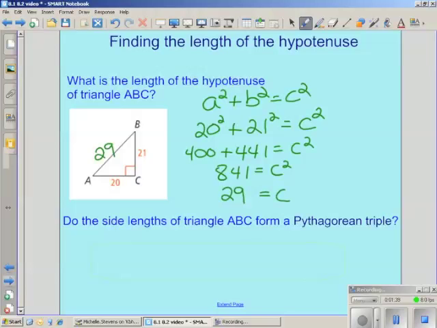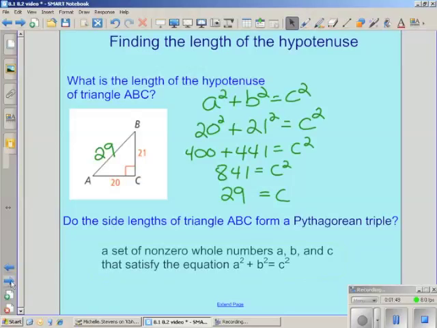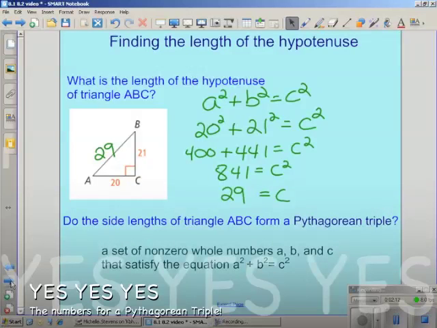Now the next question asks, do the side lengths of triangle ABC form a Pythagorean triple? Well, what is that? Here's the definition. It is a set of non-zero whole numbers, a, b, and c, that satisfy the equation a squared plus b squared equals c squared. Well, in this situation, we have 20 squared plus 21 squared is equal to 29 squared. So this forms a Pythagorean triple because there are whole numbers that satisfy a squared plus b squared is equal to c squared.